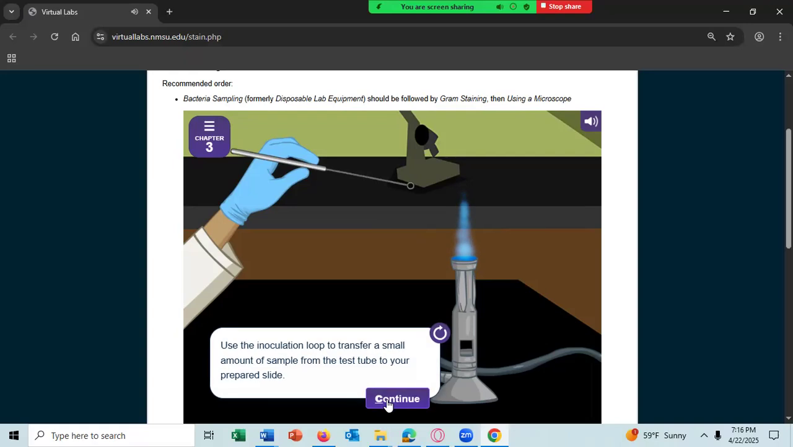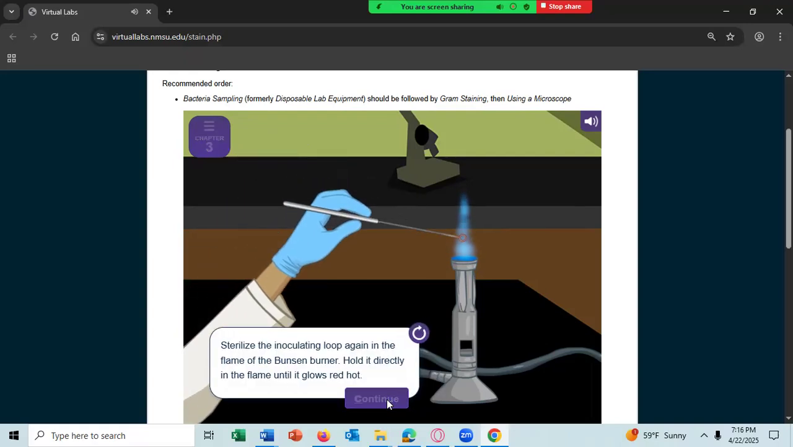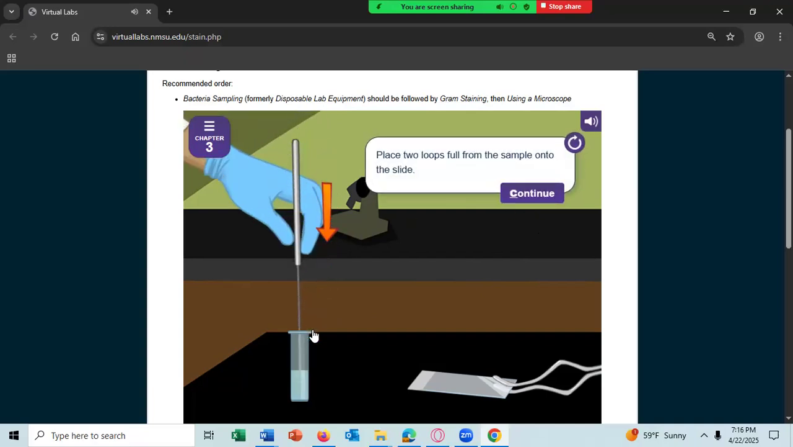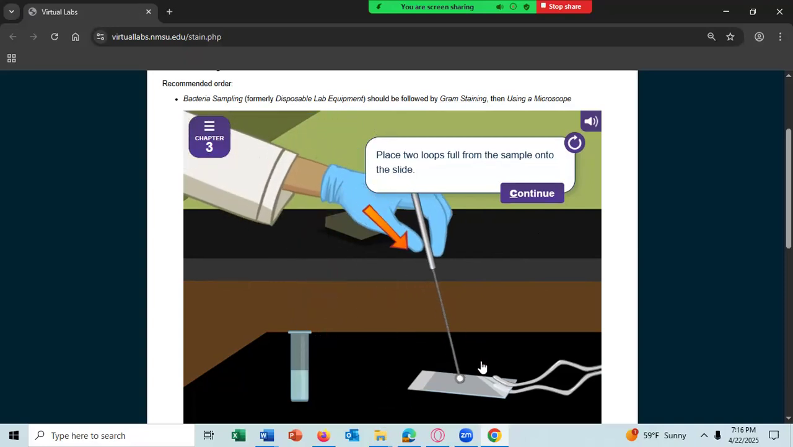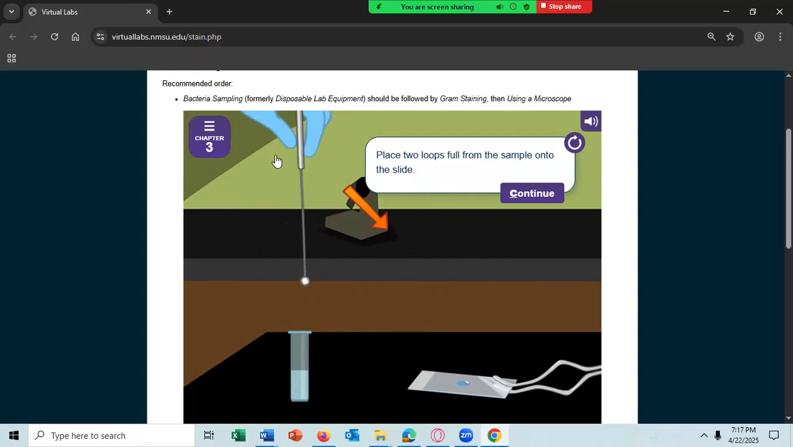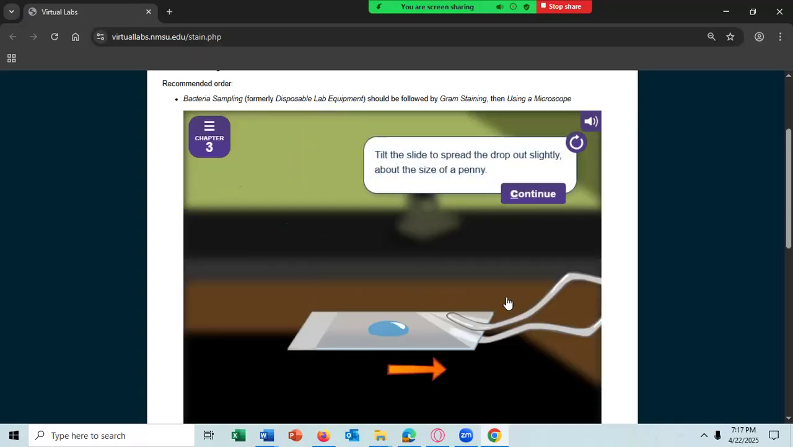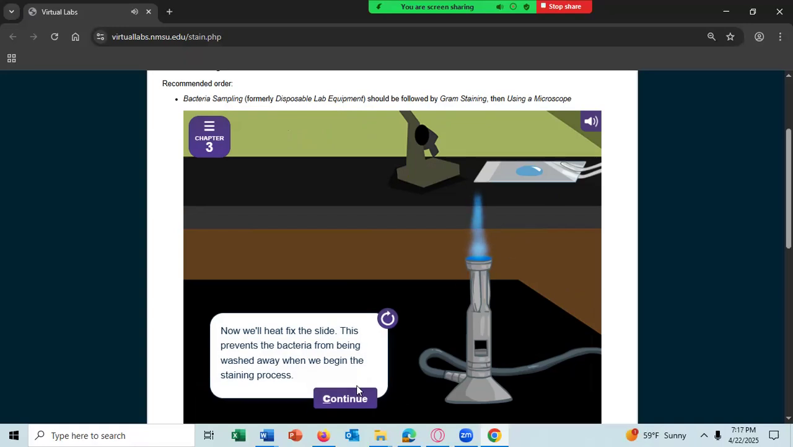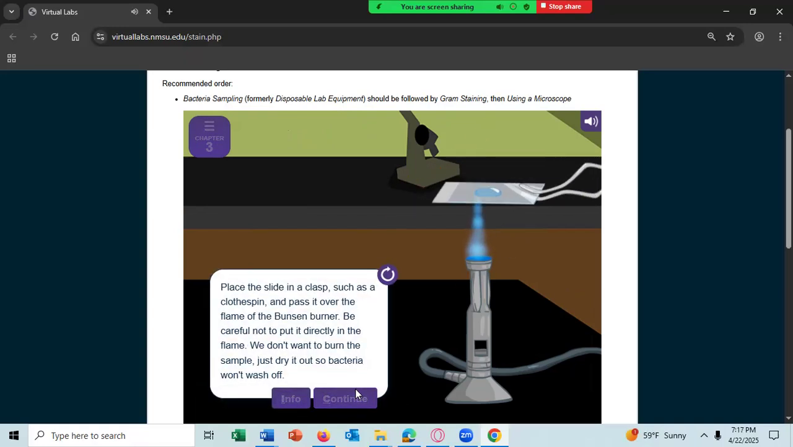Now, sterilize the inoculating loop again in the flame of the Bunsen burner. Transfer a small amount of sample from the test tube to your prepared slide. Place 2 loops full from the sample onto the slide. Tilt the slide to spread the drop out slightly. Now we'll heat fix the slide. Place the slide in a clasp, such as a clothespin, and pass it over the flame of the Bunsen burner.